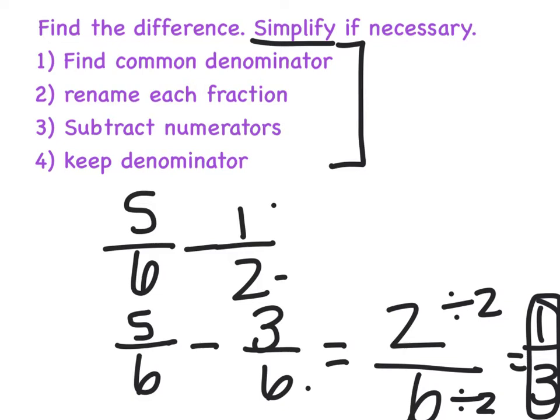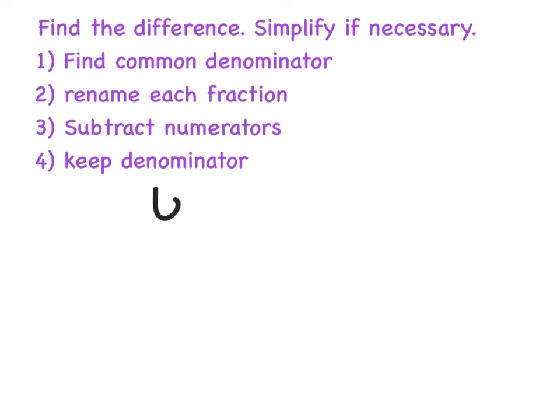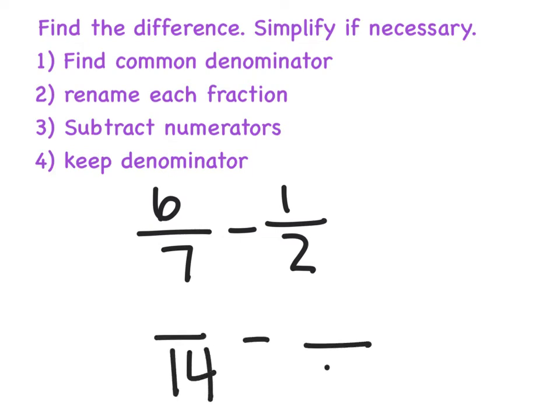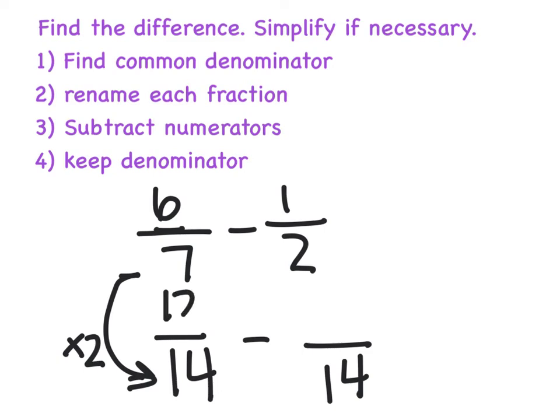Let's look at another example. If I wanted to find the answer for 6/7 minus 1/2, here's what I would do. I'm going to find a common denominator for 7 and 2, and it's usually easiest, like I said, to use the least common denominator. The least common denominator for 7 and 2 is 14. The second step is to rename each of your fractions with your new common denominator. To get from 7 to 14, I multiplied by 2, so that means that I need to multiply my numerator 6 by 2, which is 12. To get from 2 to 14, I multiplied by 7. So I need to multiply my numerator 1 by 7, which is 7.